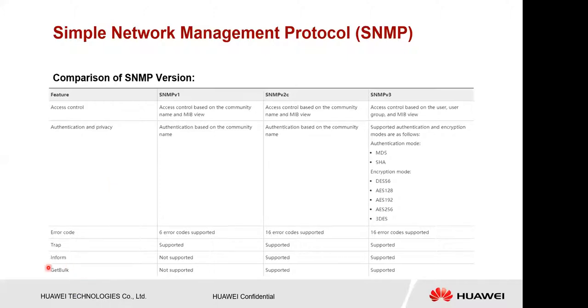And the last one is get bulk. For SNMP V1, it does not support, while for SNMP V2C and V3, it does support. So get bulk means that we want to get a large number of data from the devices. So we can use V2C and also V3, which support this get bulk feature.